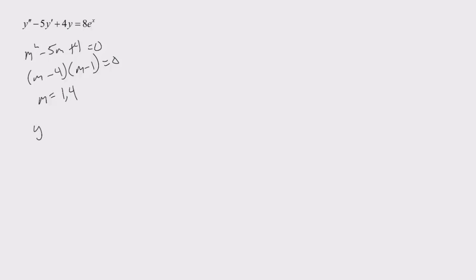So our complementary solution would be C1 e to the x plus C2 e to the 4x. Okay, so far nothing out of the ordinary, right? And our particular, right, is going to be of the general format of the right side. So that's going to look like a e to the x. Now, as I take the derivative of e to the x, I just keep getting e to the x. So it's going to have to look something like that, right?